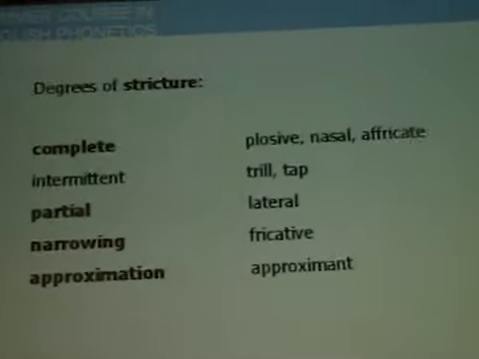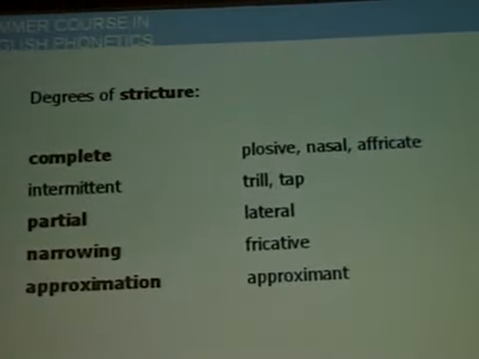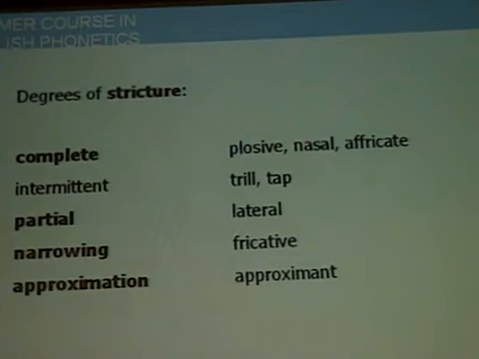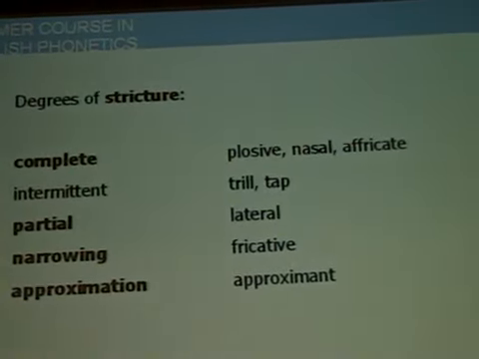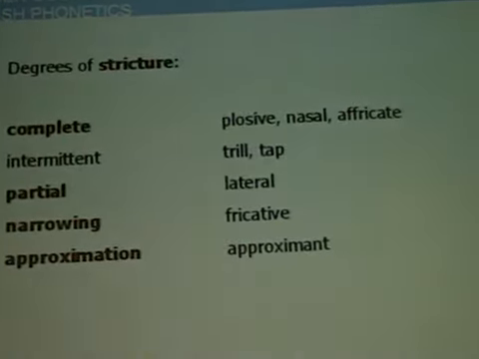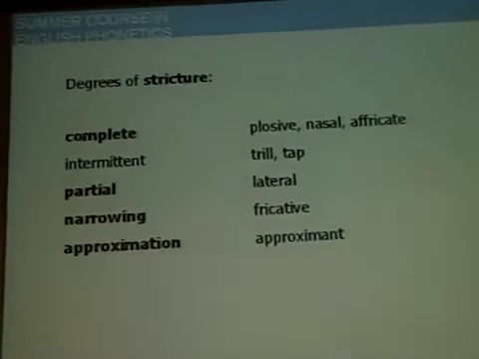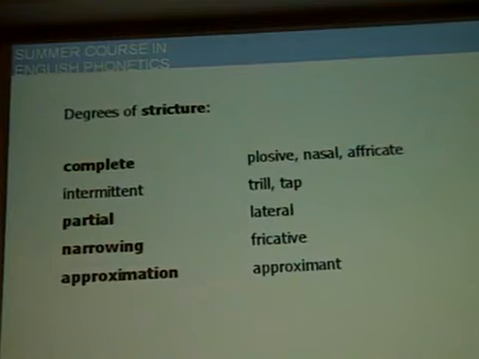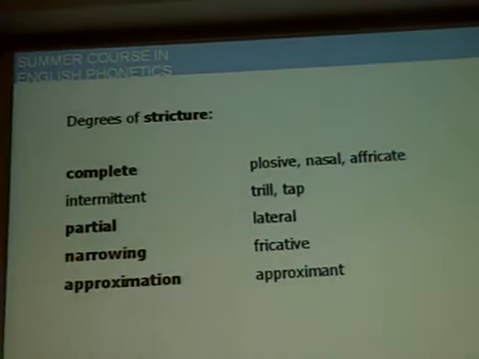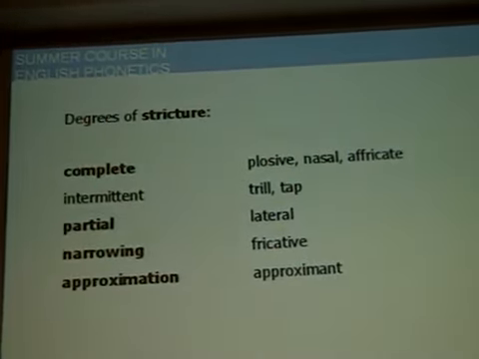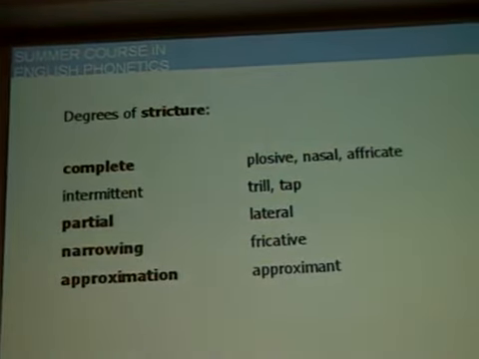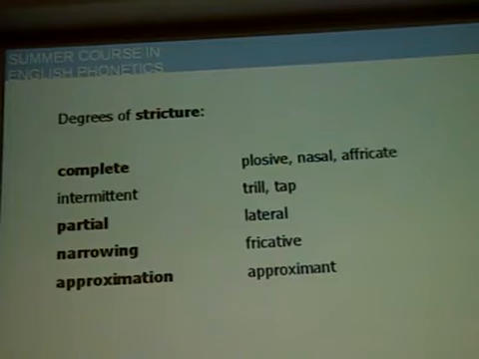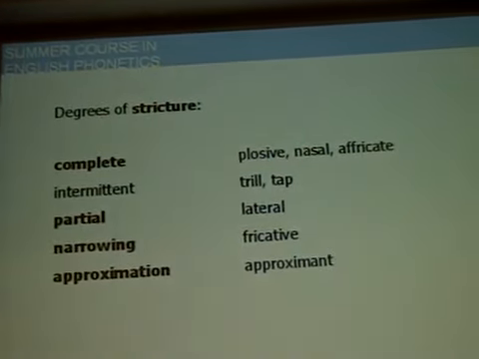Complete closure, complete stricture characterizes plosives, nasals, and affricates. You have intermittent closure in the case of trills and taps, flaps if you have them. We have partial closure in the case of laterals. We have narrowing in the case of fricatives. And we have mere approximation in the case of approximants. So let's look at each of these in turn.